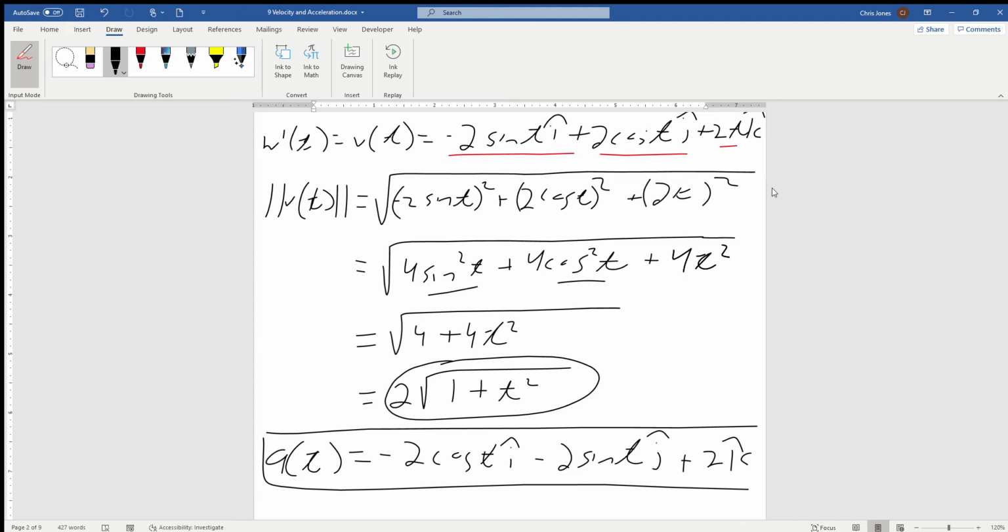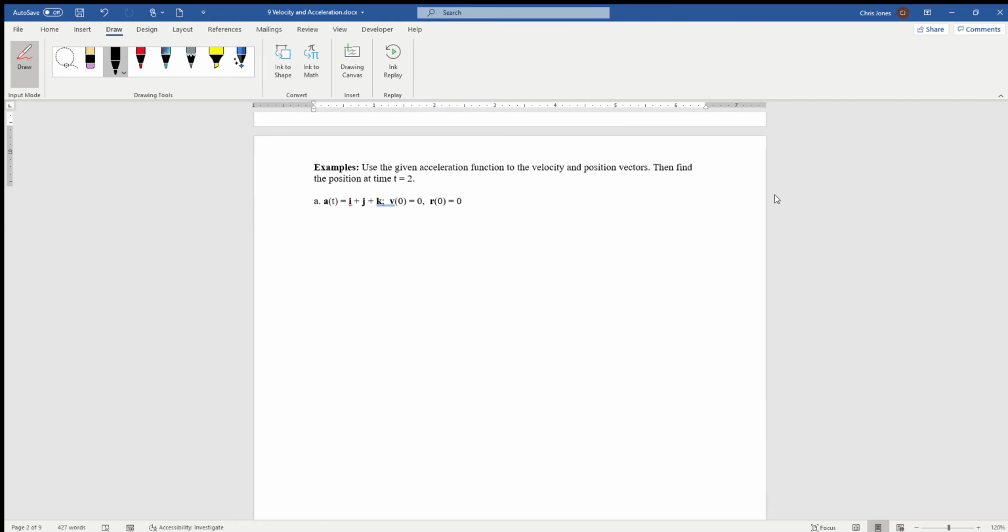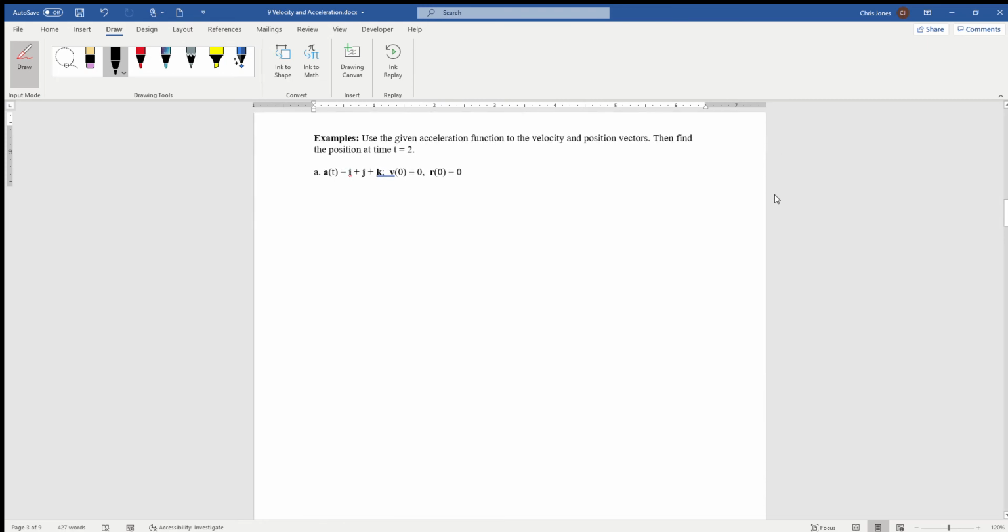All right, so applications. What if we wanted to go backwards? What if I gave you the acceleration function or the velocity function, and I wanted to go back and find the velocity and the position vectors? So there I gave you the position vector, now we're going backwards, okay? And then we're going to find the position at time t equals 2.